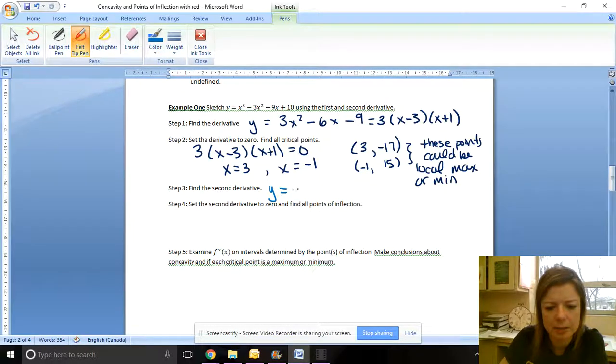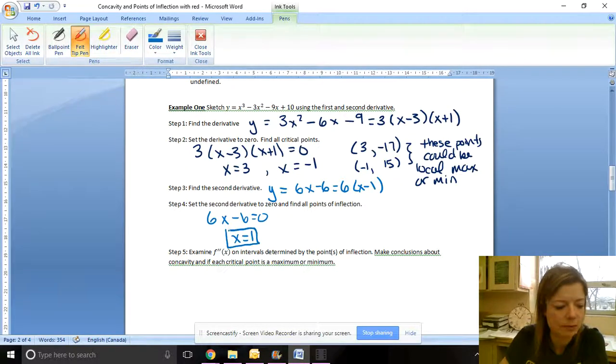So we get y double prime equals 6x minus 6, which we can common factor to 6 bracket x minus 1. So set the second derivative equal to 0 to find all points of inflection. So 6x minus 6 equals 0. We get x equals 1. Okay, so x equals 1. That gives us the point 1, -1.